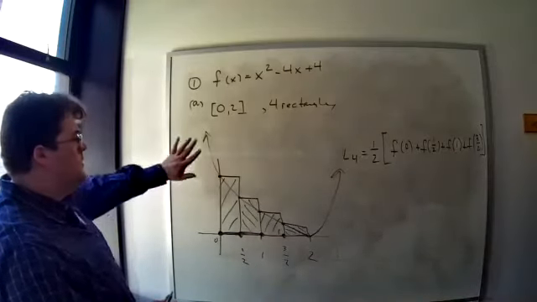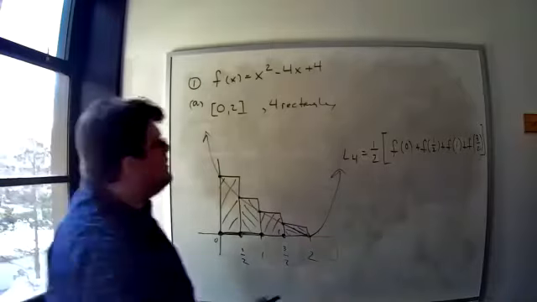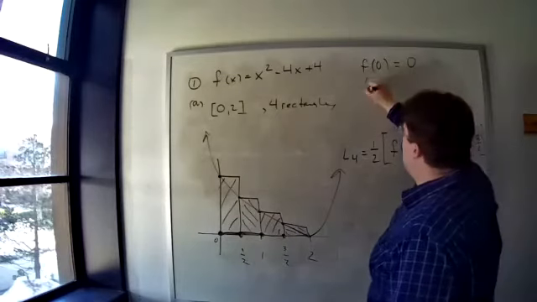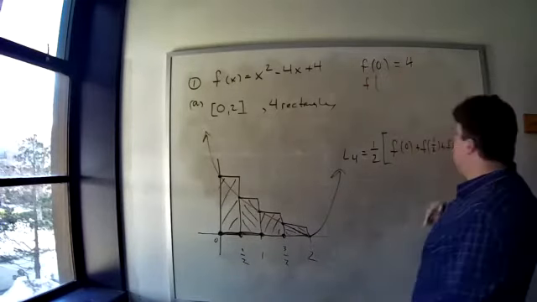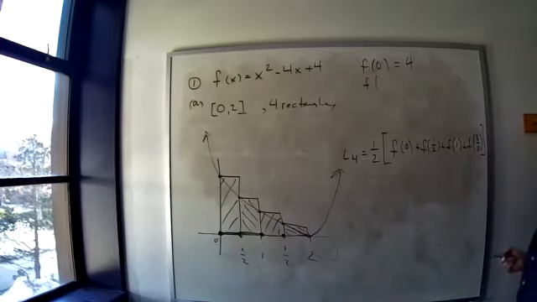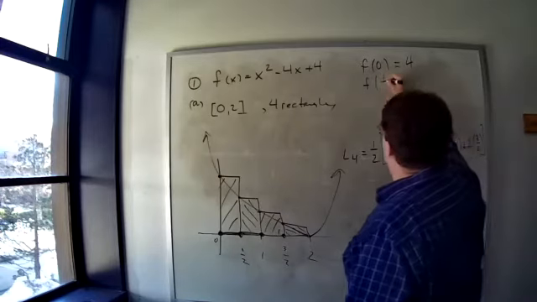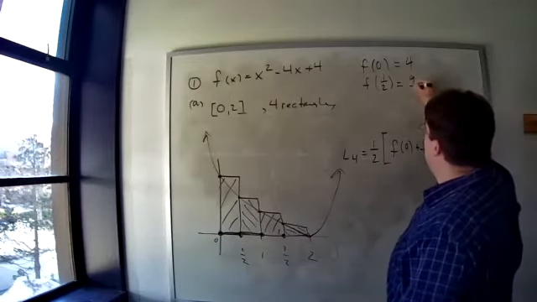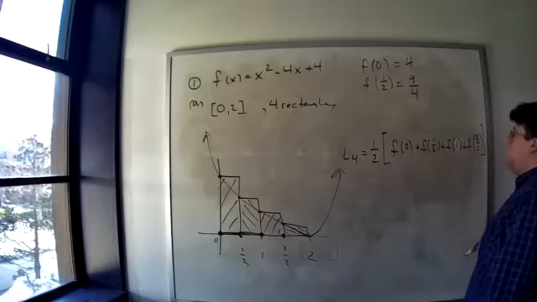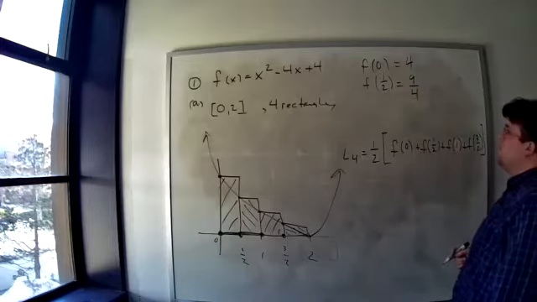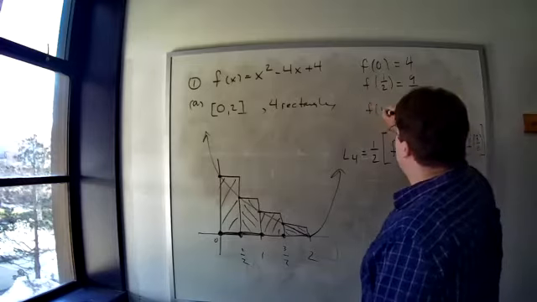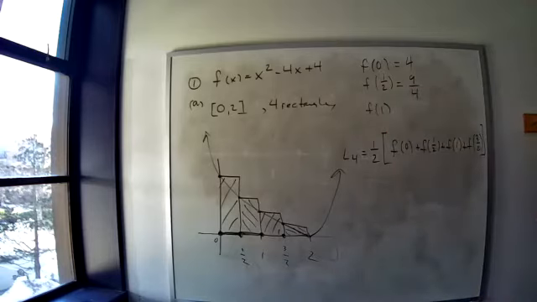Now, any other questions about setting that equation up? Okay. Let's see this form. So now we need to find these numbers, and I'm just going to write what the function evaluates to up here. So we need f of 0, f of 1/2, f of 1, and f of 3/2.